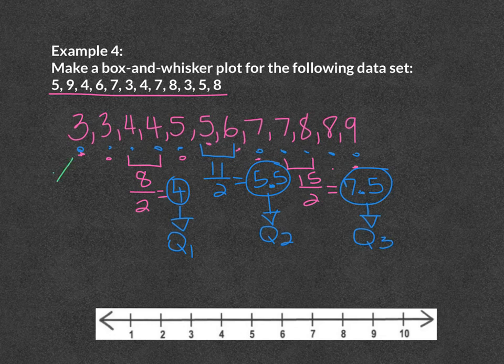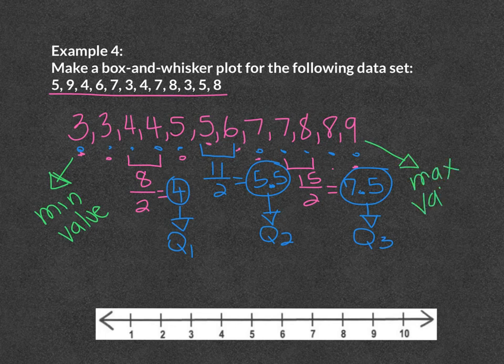Now 3 is my minimum value. And 9 is going to be my maximum value. Now I'm going to draw my lines on my number line at 4, 5.5, and 7.5 for my quartiles. So I have a vertical line at 4, a vertical line at 5.5, a vertical line at 7.5.